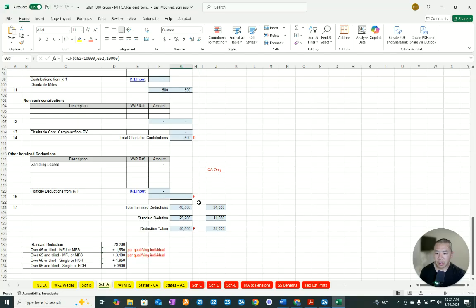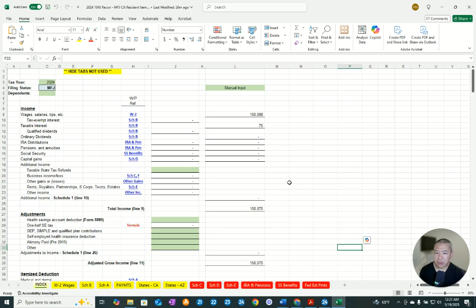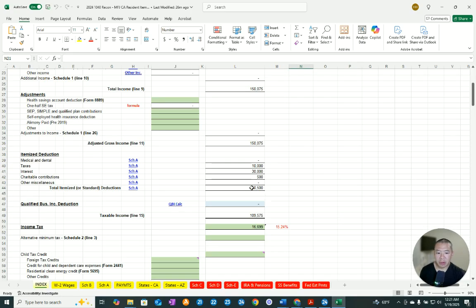And so their itemized deductions are $40,500 versus the standard deduction of $29,200. Therefore, we take the higher amount. So that flows here, and it brings down their taxable income to $109,575, which is roughly about $10,000 less in taxable income. This number is not right, but this is the tax that they had before when it was the standard deduction.